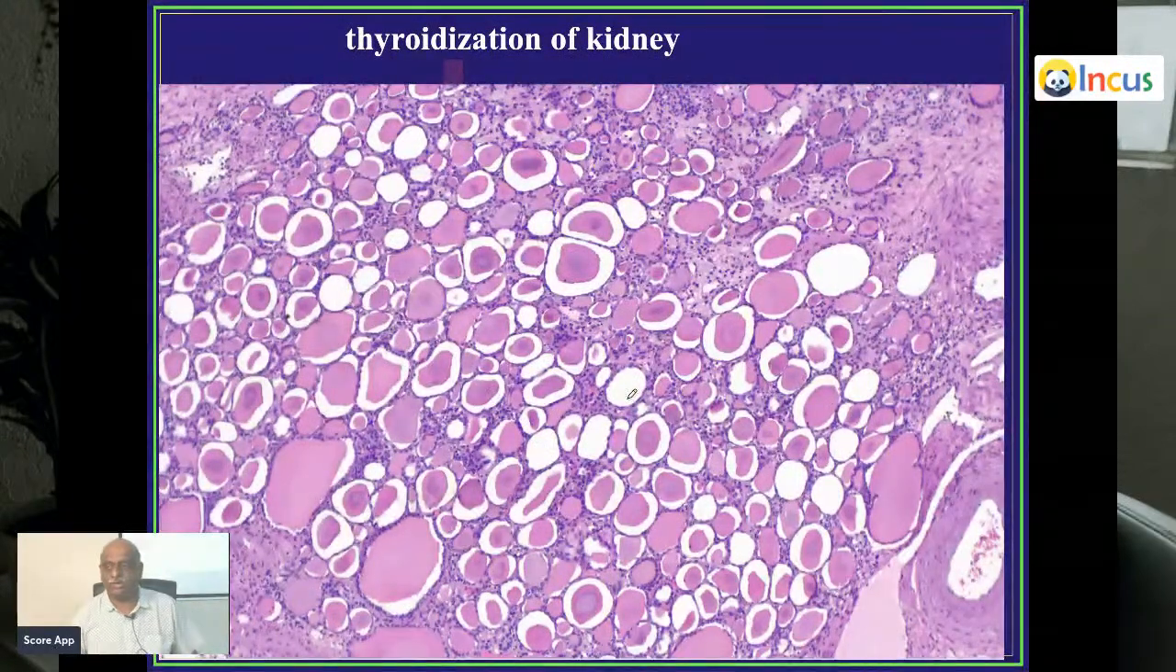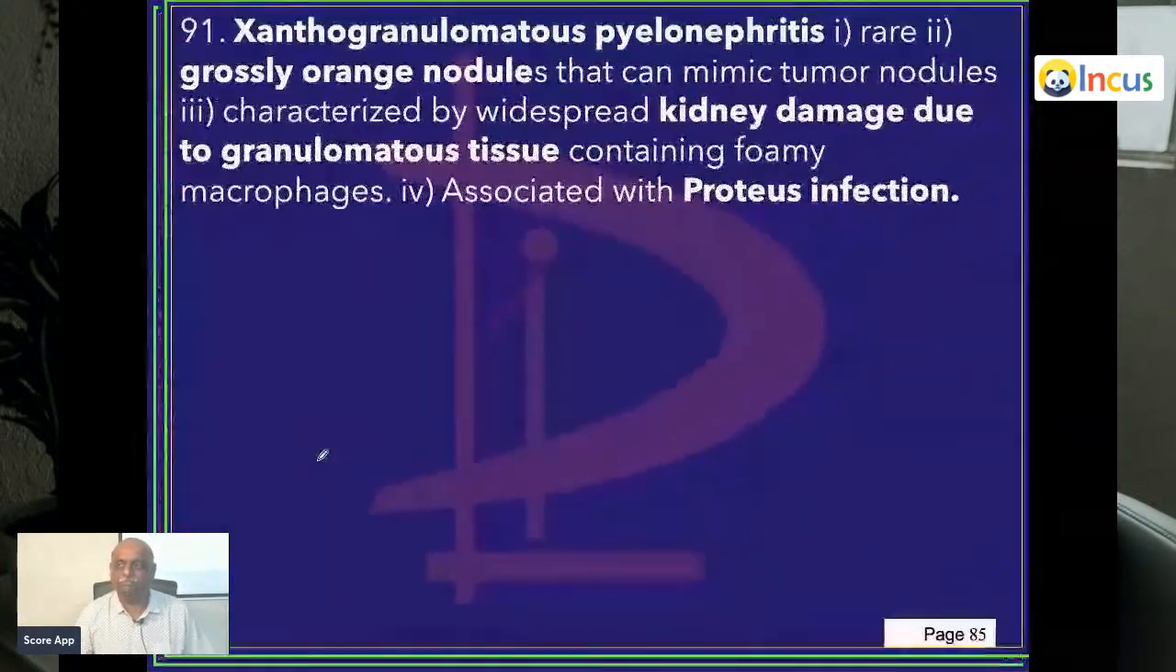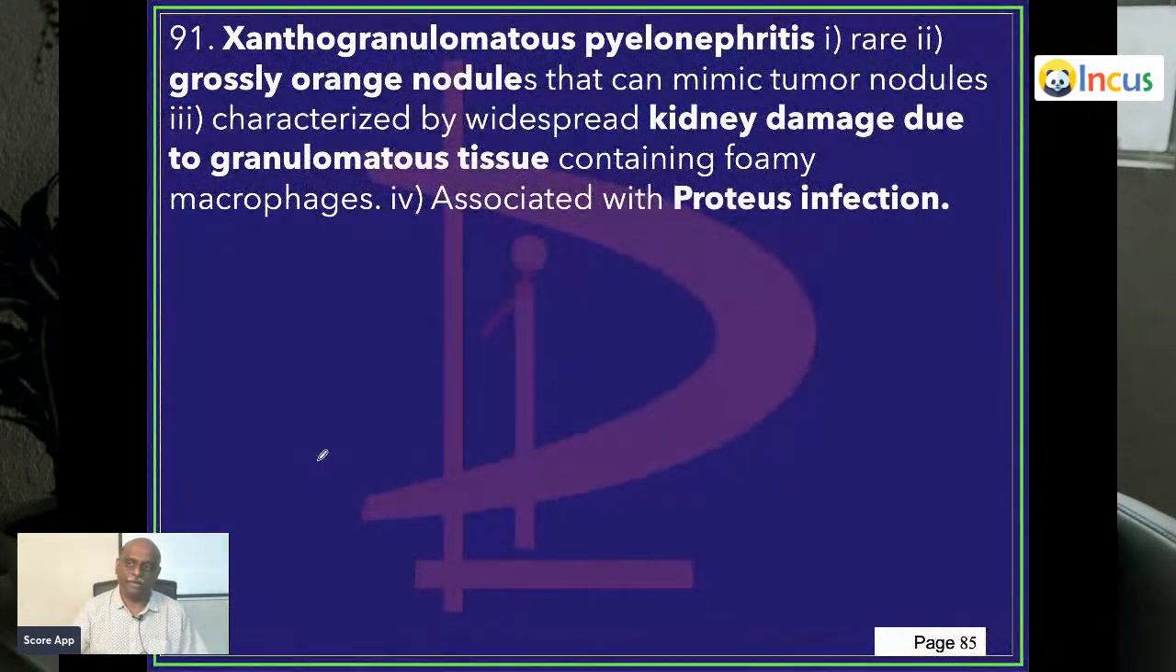So this is what, doctor, you need to know. All this eosinophilic material you are able to see inside the tubules. And a lot of tubular inflammation is also there. And what is this called? Thyroidization of the kidney is the feature you see in chronic pyelonephritis, which you need to remember.